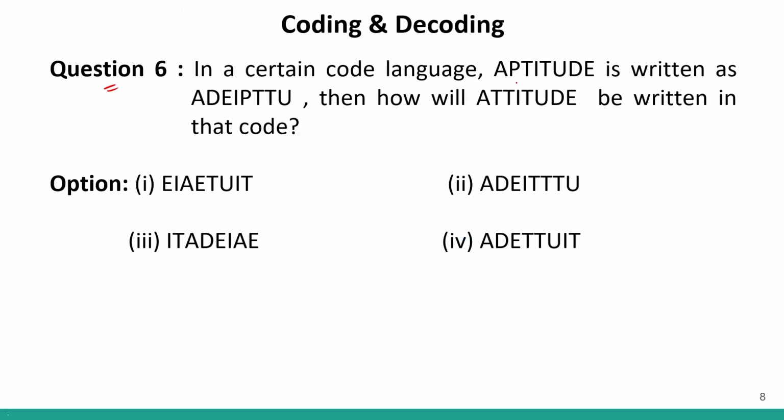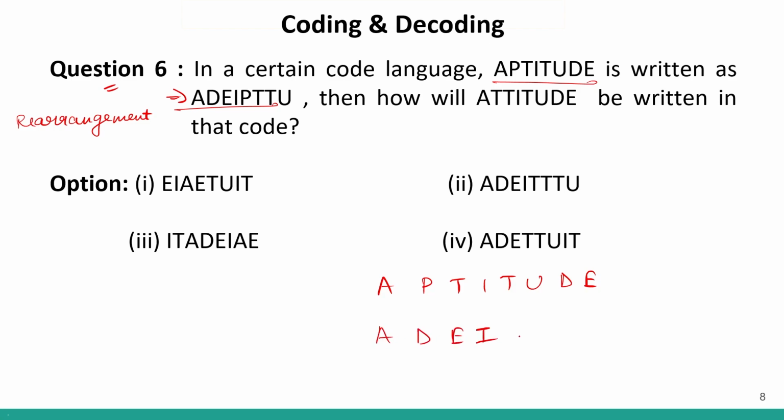Now I can see same letters. Aptitude is coded as this. We have to find the code for attitude. Now if I see the same letters, I assume this is a question of rearrangement. So instead of using the concept of forward ranks and backward ranks, I will rearrange the letters to find the code. So aptitude is coded as A, D, E, I, P, T, T, U. Okay, aptitude is coded like this.